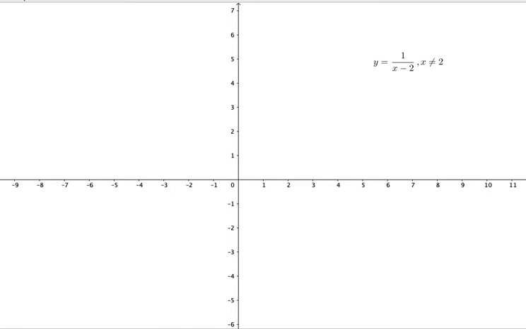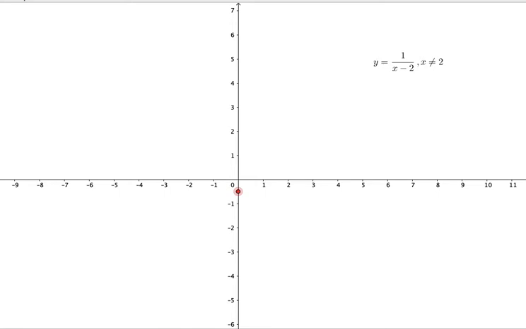So I'm going to graph the function y is equal to 1 over x minus 2. And we may recognize that x cannot be equal to 2. That is a non-permissible value. So the first thing I'm going to do is pick an x value. If x is equal to 0, what is the y value? Well, the y value is negative half. So I'm simply going to draw a point right there.